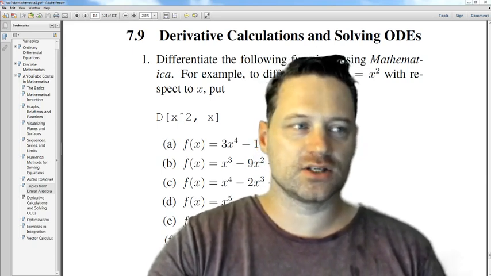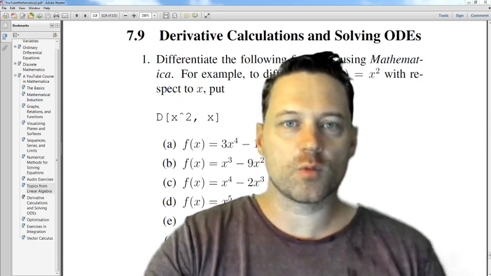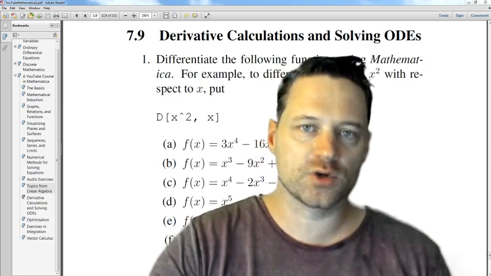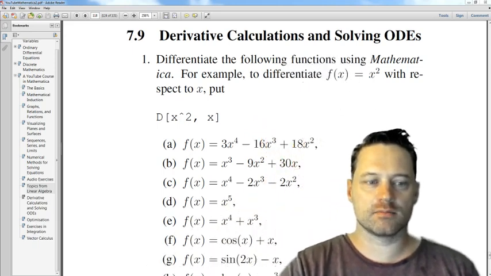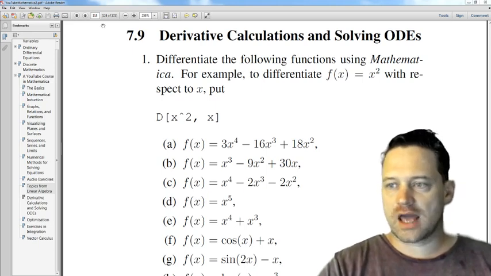Alright, so we are going to calculate derivatives from within Mathematica, but we're also going to talk about the rules and how you would do this by hand. Okay, I'll make myself smaller and move my head out of the way, and we'll get on with it.